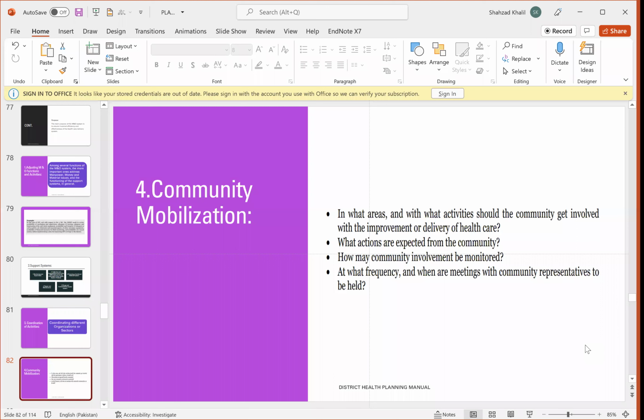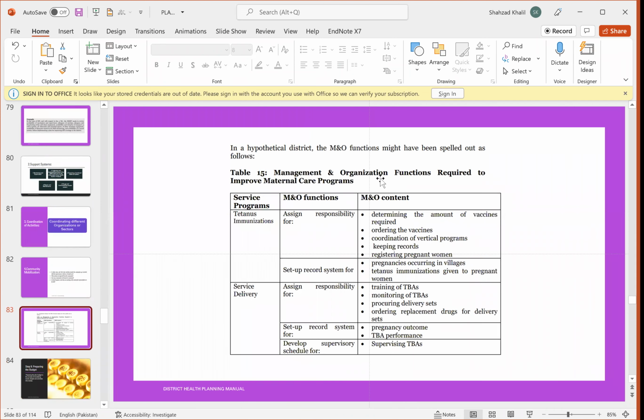Then the community mobilization. In what areas, what activities should the community get involved with, with the improvement of delivery of healthcare, what actions are expected, how community involvement may be monitored, and at what frequency, what meetings with community representatives are to be held. Again, it is a management organization function required to improve maternal care, tetanus immunization, assign responsibilities, and these are the different costs and the service delivery.